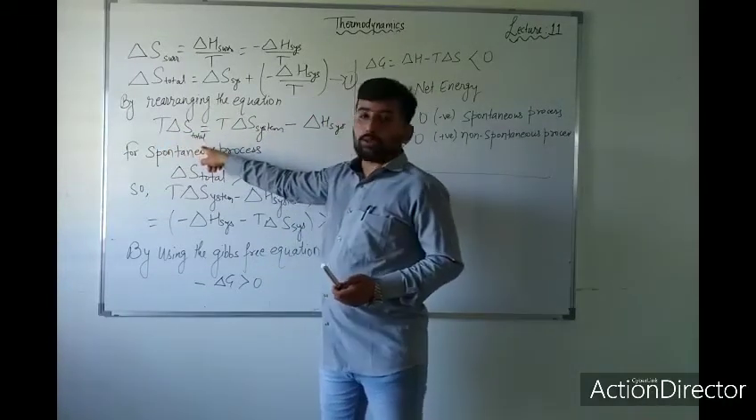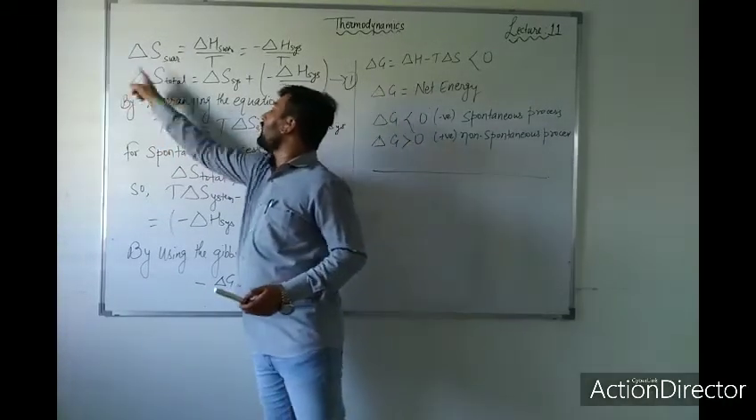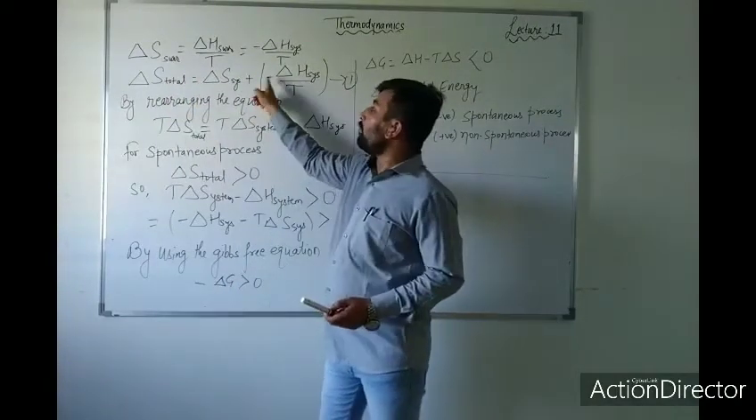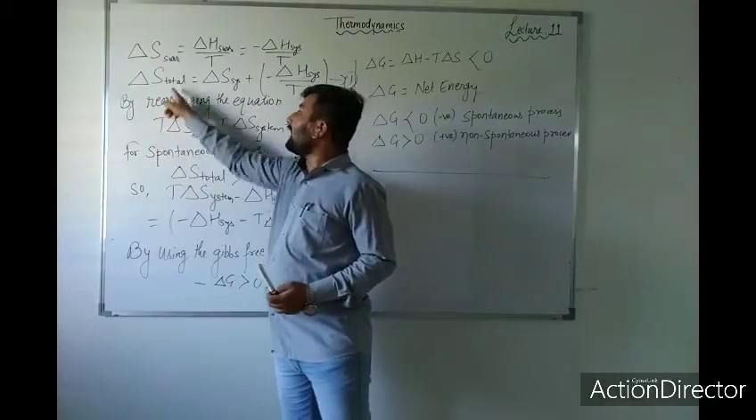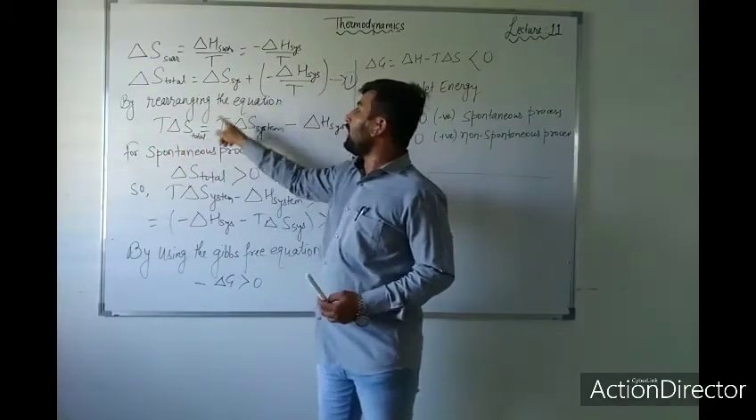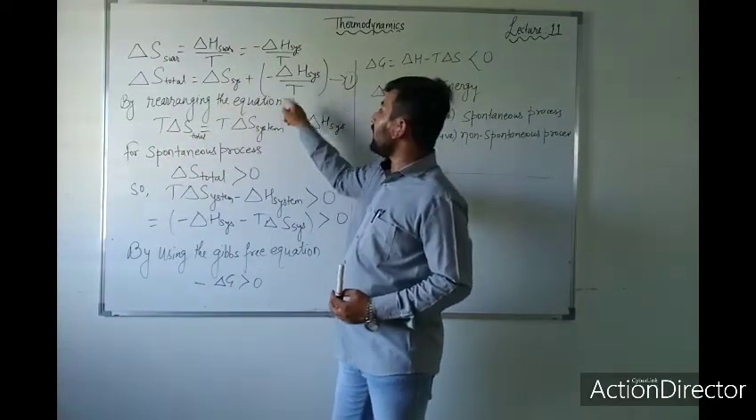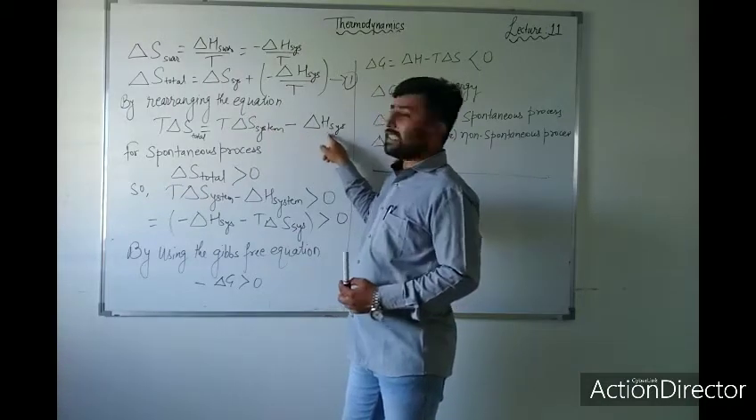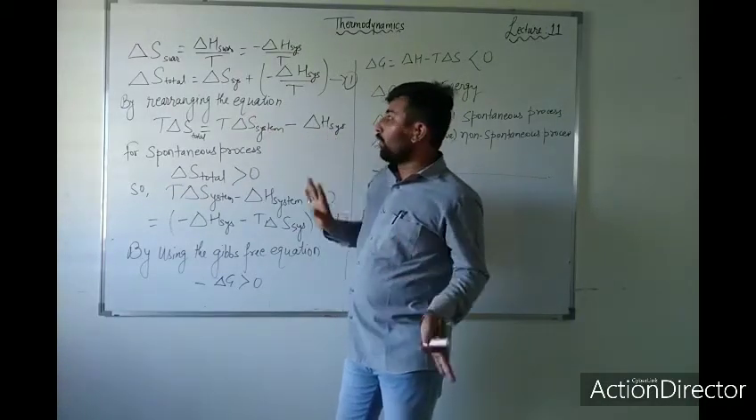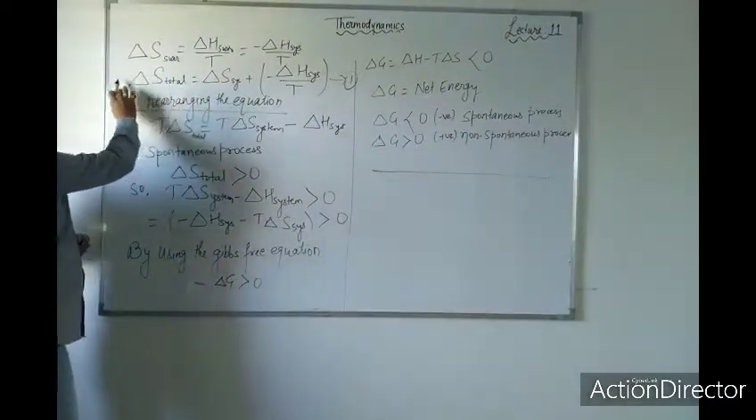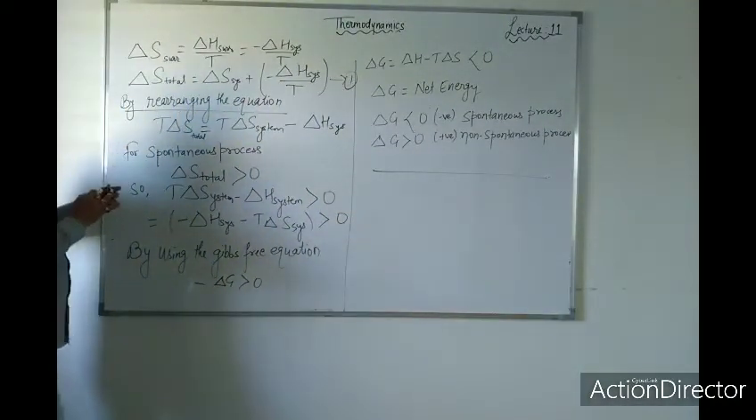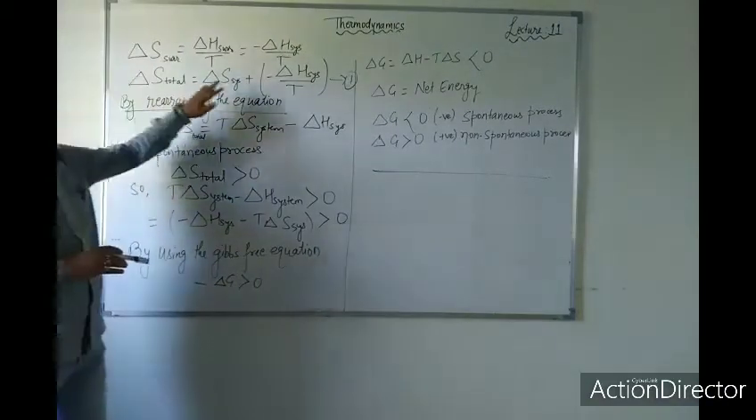T delta S total. I have just put T here, and T here. Why have I put T? Because this I want to cancel. So that's why here T delta S total is equal to T delta S system minus delta H system. Have you understood? I have just arranged this equation by multiplying T on both sides, left hand side and right hand side also.